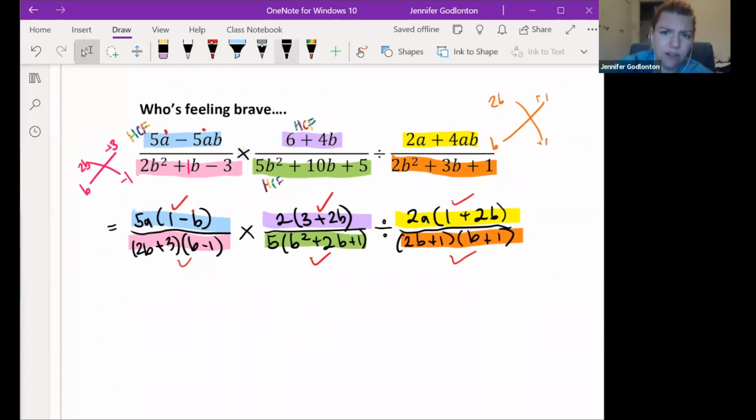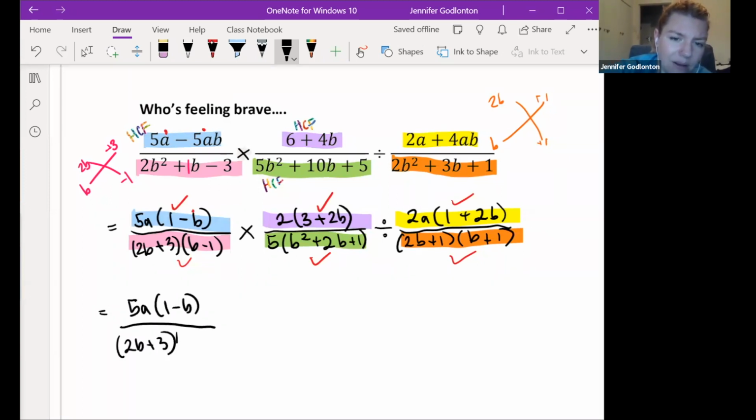So now from here, you really can do this in one step. So I'm going to just sort of write it out as we go. So I'm going to keep my 5a, 1 minus b over 2b plus 3, b minus 1, times 2, 3 plus 2b. Oh, sorry. Yeah.